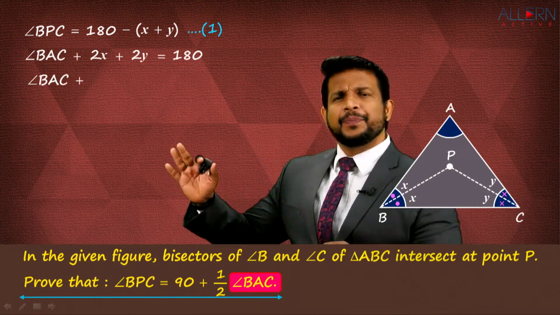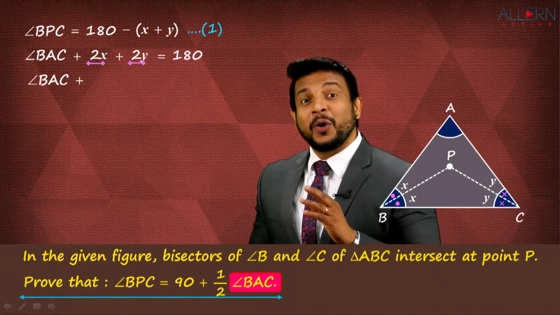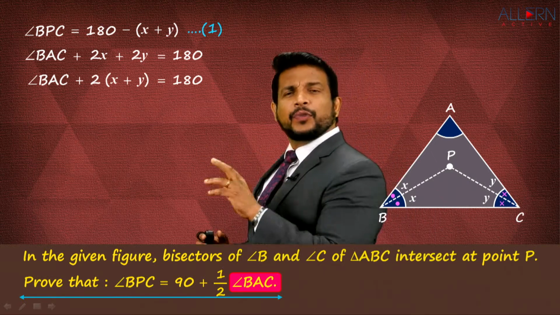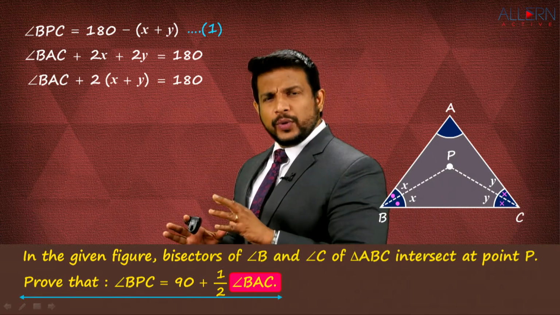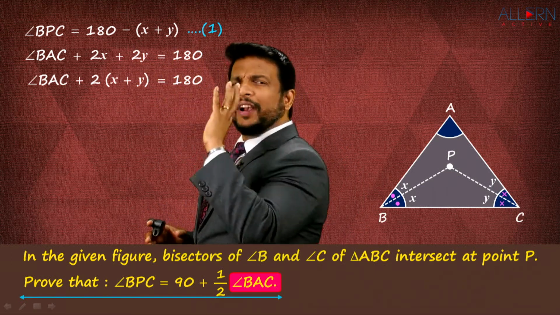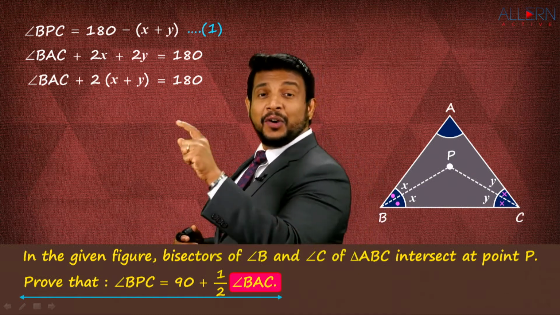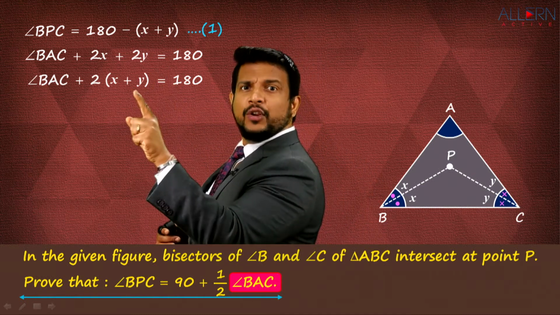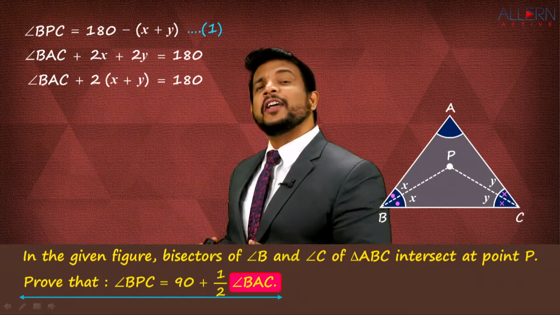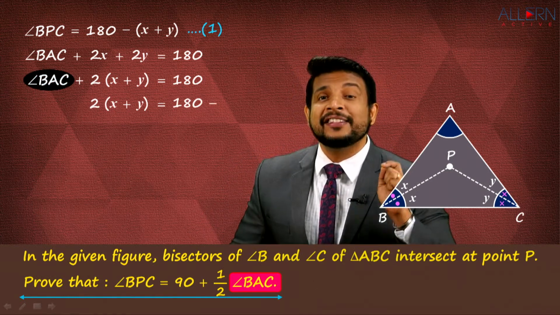Let's solve it further. What is there? 2 common. So we write 2 common, x plus y within the bracket, that is equal to 180. Now, observe. What we are trying to do is, in this equation, we don't want x plus y. We need to get rid of that so that somehow we can get BAC. Now we have x plus y here. So let's get the value of x plus y. So we're going to keep this here, so this goes on to the other side. Now plus BAC, take it to the other side. So we get 180 minus angle BAC.